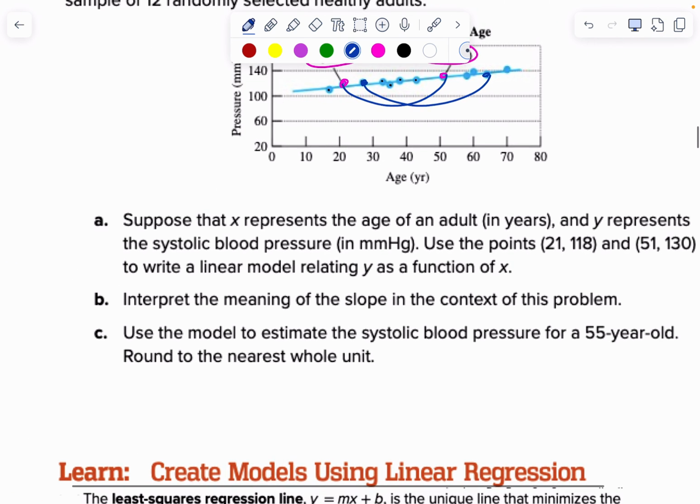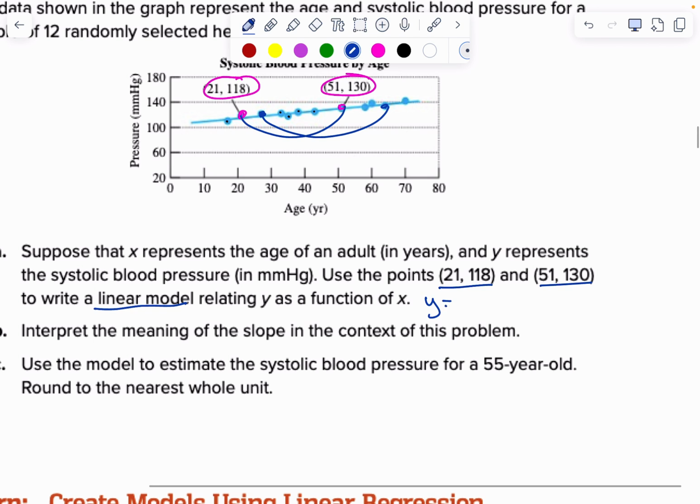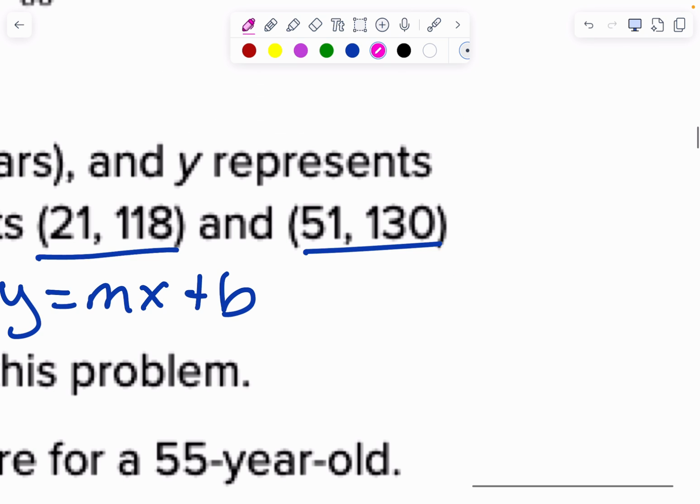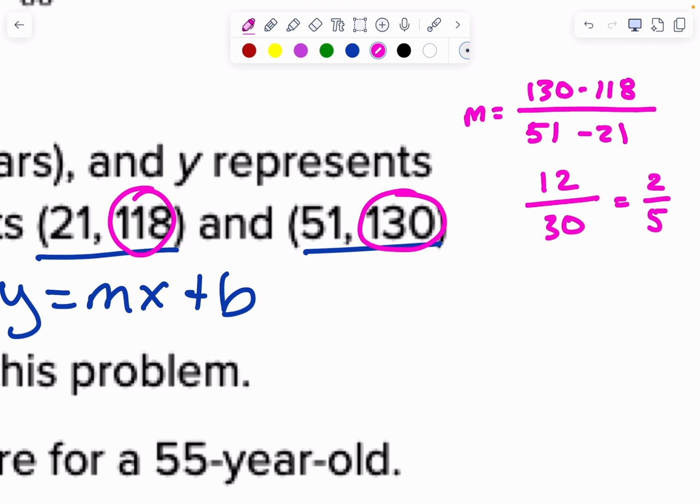All right, so suppose that x represents the age of an adult. We've got these 2 points. Write a linear model. Linear, y equals mx plus b. What are we going to find first? The slope, the m. y2 minus y1. I'm going to say that's the second one. 130 minus 118, all over 51 minus 21. And that is 12 over 30, which reduces if I divide by 6. 2/5. 2/5 is my m.